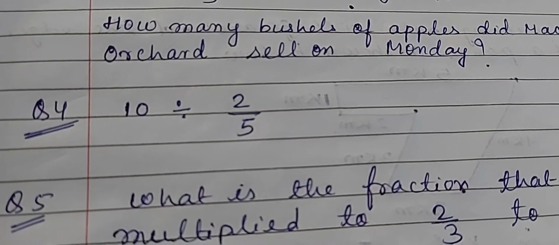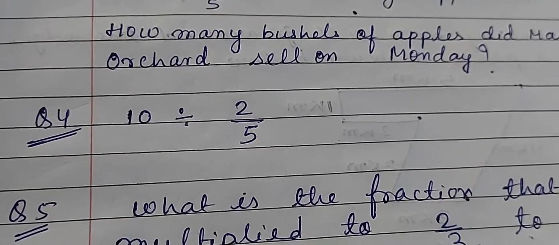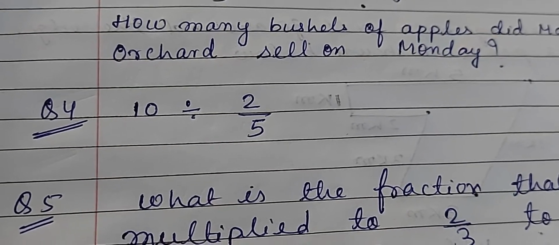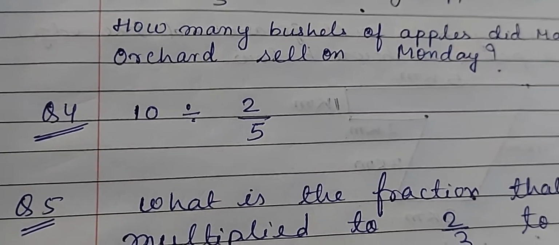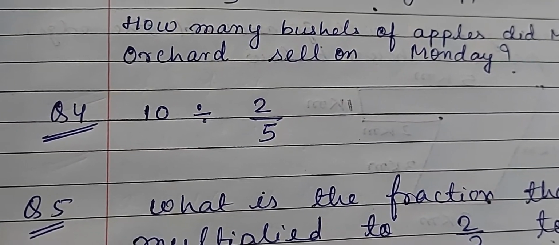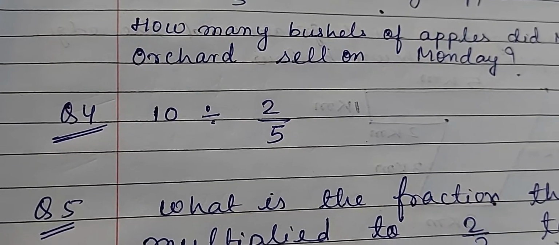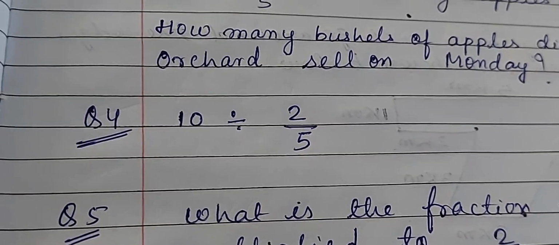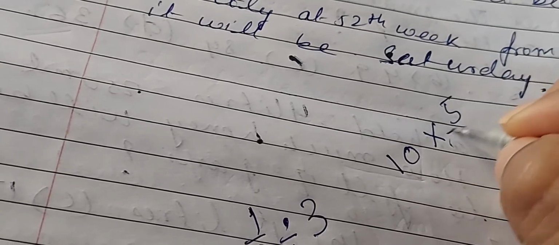10 divided by 2 by 5. Here you can see that there is a division symbol. That means we have to change it into multiplication, and for the next fraction, 2 by 5, we have to write down the reciprocal of the fraction. So 2 by 5 changes to 5 by 2. So our writing will be like this: 10 into 5 by 2. In this way we have to solve.